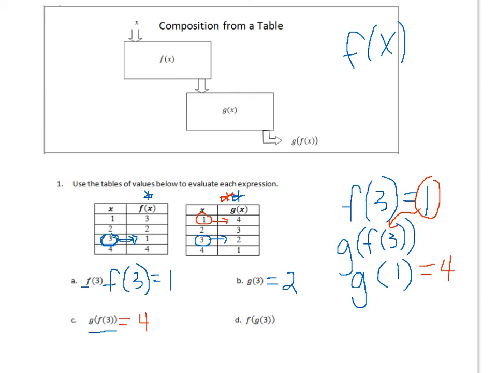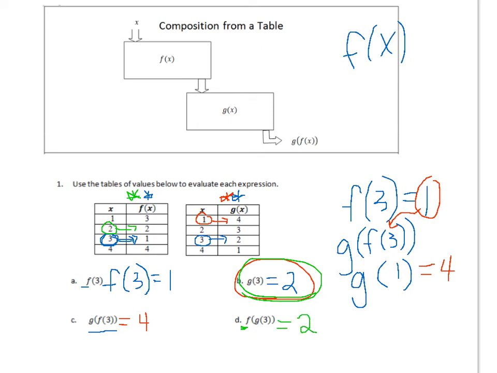If I look at part D, g of 3, we found out in the previous problem, was 2. If g of 3 is 2, that's the innermost function evaluated, then I need to have 2 be my input into the f of x function, because f of x is the outer one. I'm going to come over here to the f of x table. I'm going to find where x is 2, and I'm going to look at the y value. The y value happens to be 2.